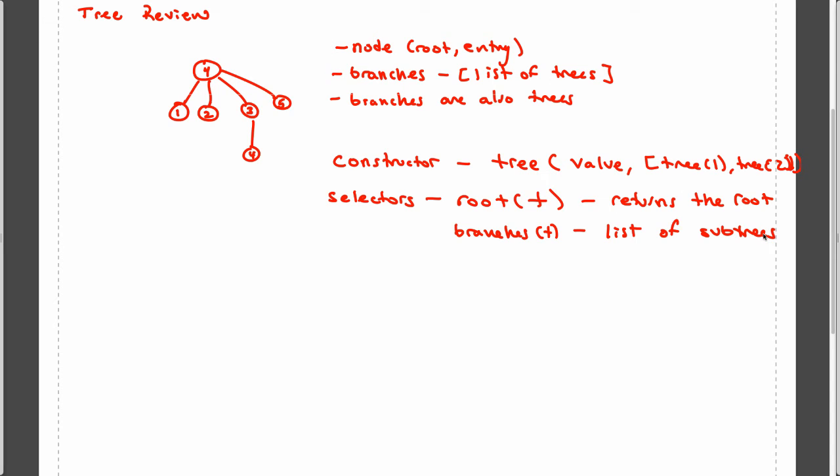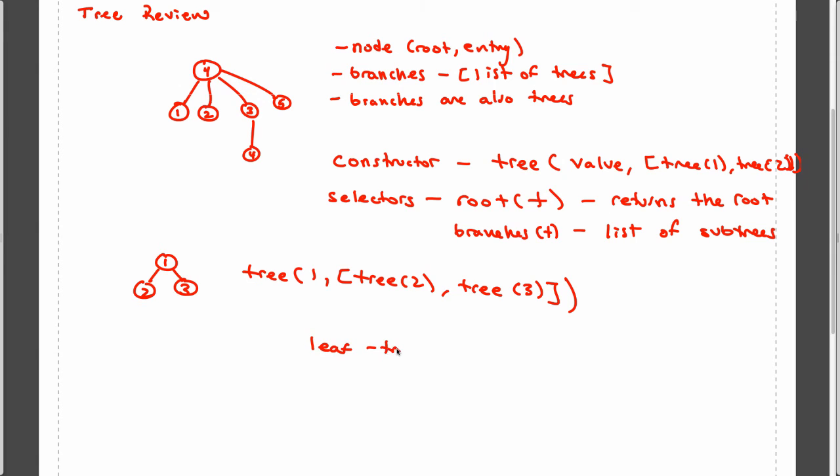All right, so let's construct a simple tree. If I wanted to construct the tree 1, 2, 3, I would simply call the constructor tree with the argument 1, and then pass in a list of trees with no arguments for my branches to construct leaf nodes. So a leaf node is a tree with no branches.